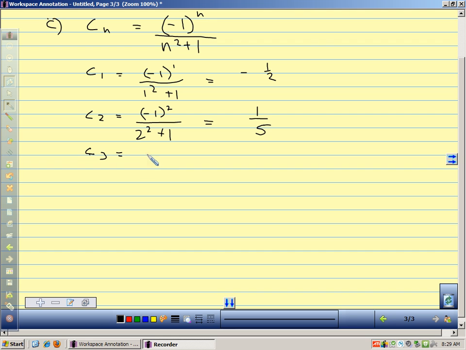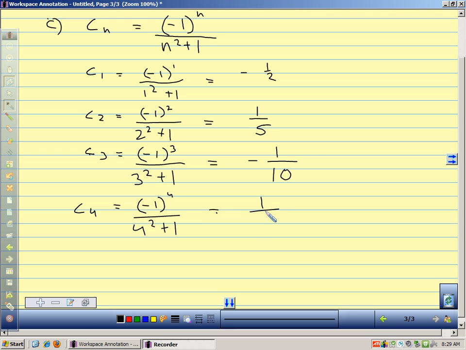C sub 3 is minus 1 to the third over 3 squared plus 1, which is minus 1/10. And C sub 4 is minus 1 to the fourth over 4 squared plus 1, which is 1/17.